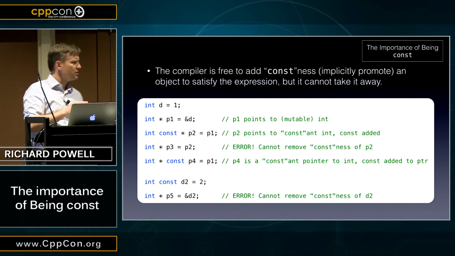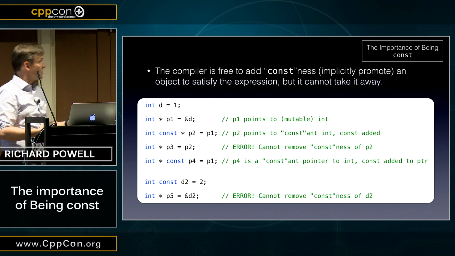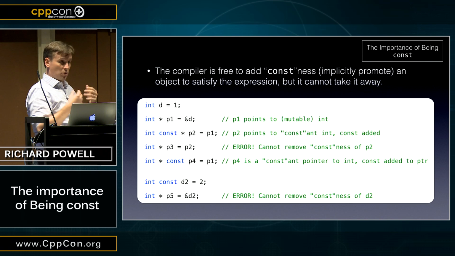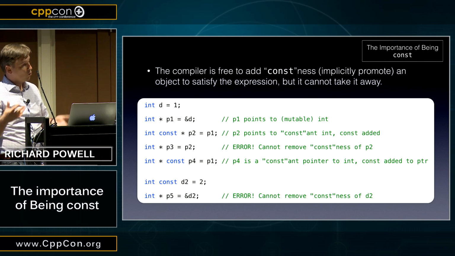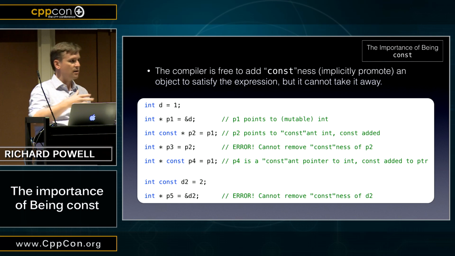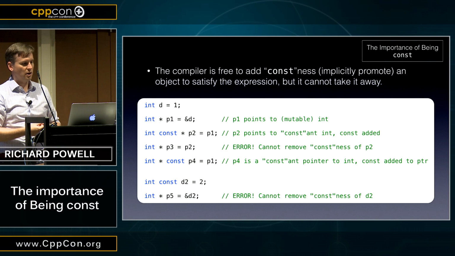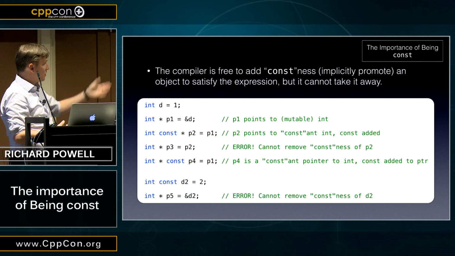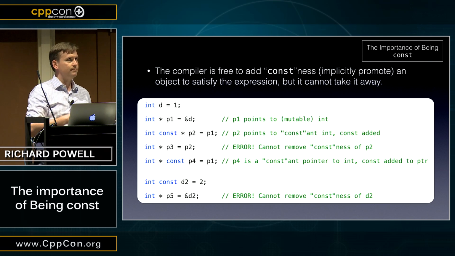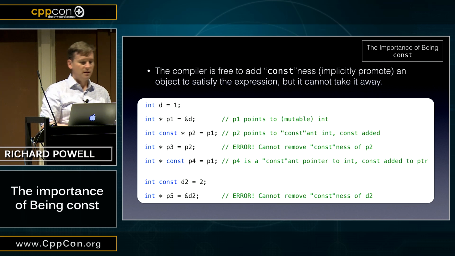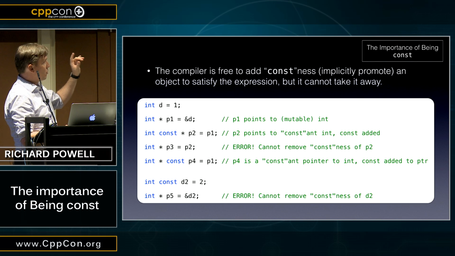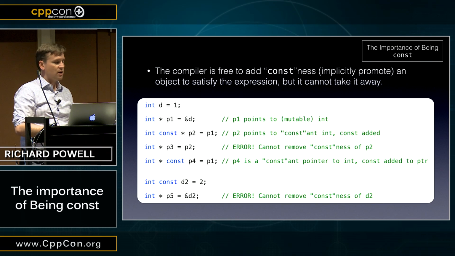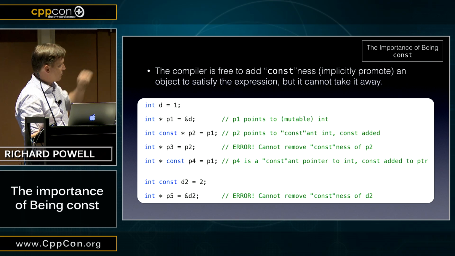And the interesting thing about P3 here is you're saying I want to assign P3 to be P2. Now P2 originally started off its existence as being assigned to P1, and P1 was a pointer to mutable ints. And P3 wants to be a pointer to mutable ints, but you can't go through that route. The compiler cannot remove the const from the type for P2, so that's not valid. But it is able to add const for P4. You can make the pointer itself const. It's a free expression that you can do. And the same thing over here. If I originally started off D2 as being a pointer to constant int, you can't remove the constness to make a pointer. So error, that will not work.